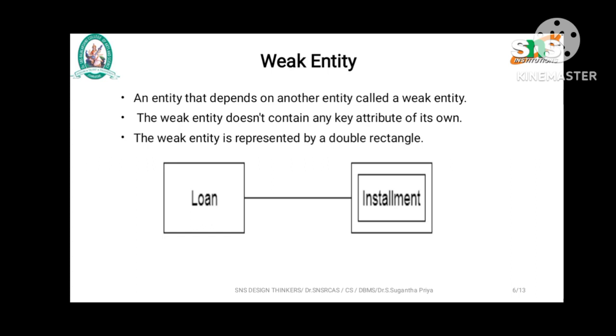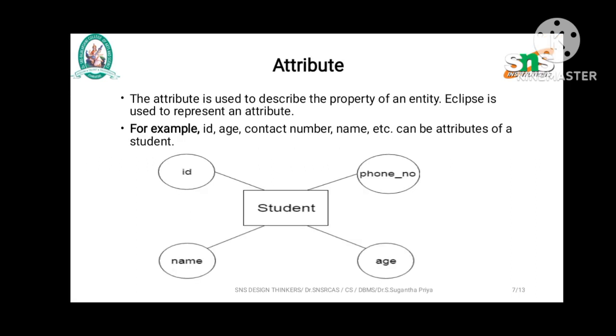Weak entity. An entity that depends upon another entity is called a weak entity. The weak entity does not have any key attributes of its own type. The weak entity is always represented by a double rectangle. Loan and installment. Loan is an entity here. Installment is a weak entity.